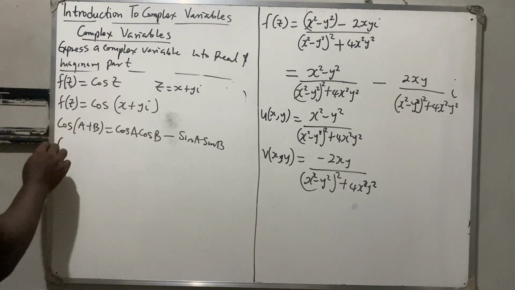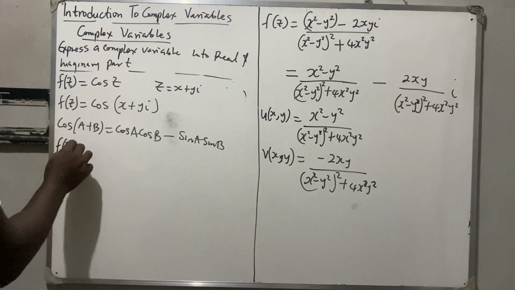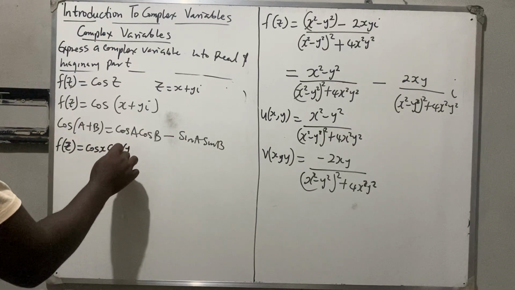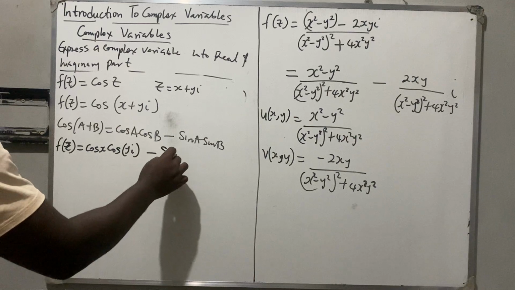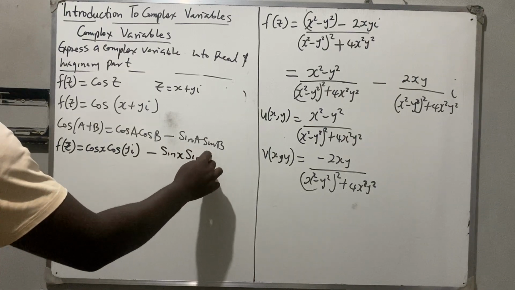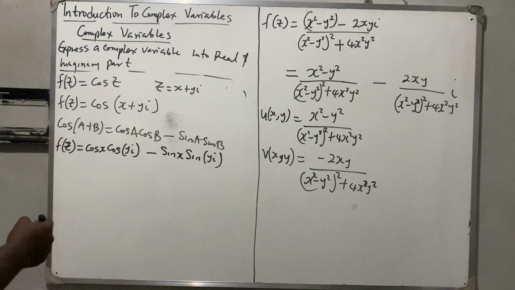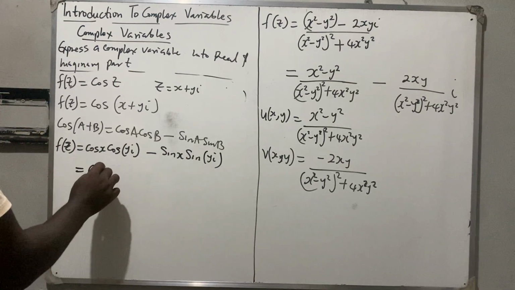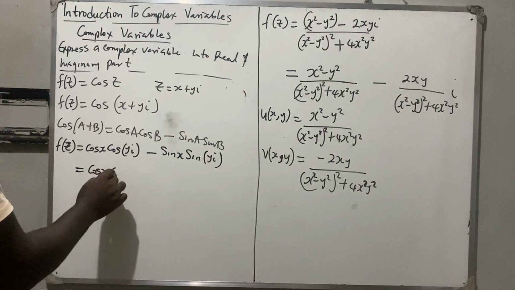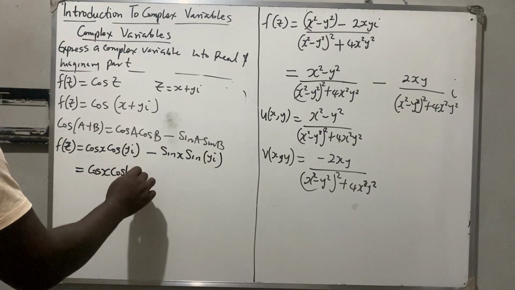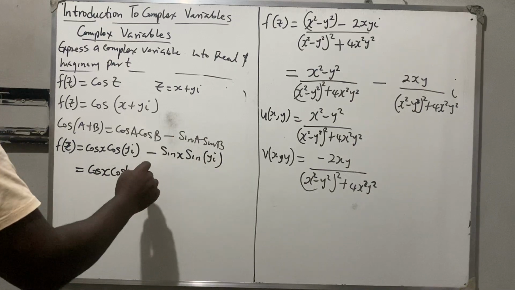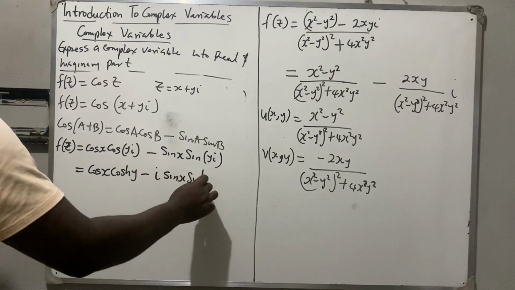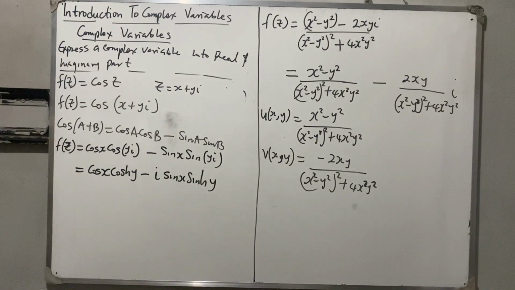So from here, I'll see that my f of z will now be equal to cos x cos yi minus sine x sine yi. I thought that cos is an even function, so the i will disappear, but this one will change to hyperbolic. It will now be cos x cos y minus, the i will come outside because sine is an odd function. I will now have sine x sine y. Okay, and that is that for that.